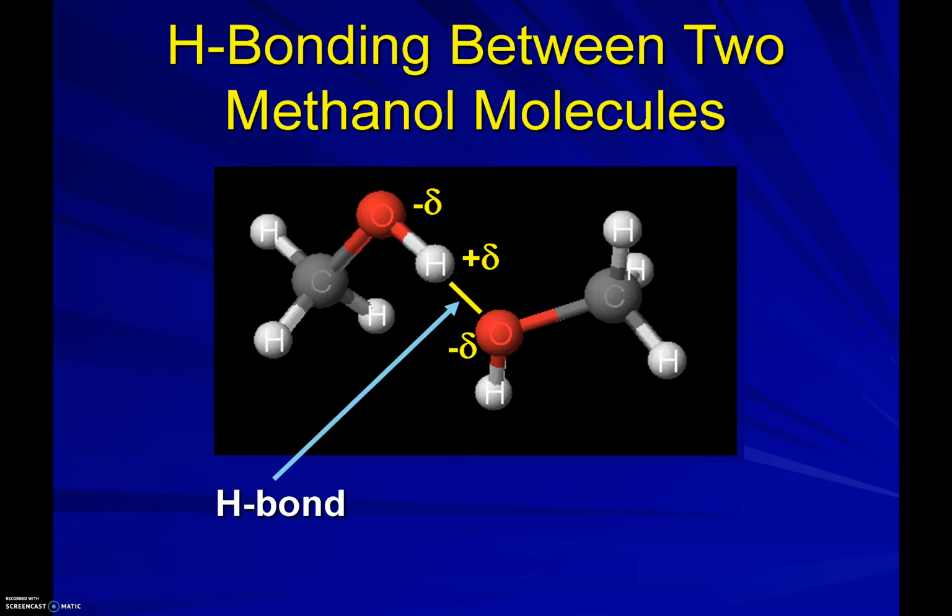We can see the same thing with methanol to methanol. So this is an example of it being the two same molecules. We again see that we have a dipole-dipole interaction, and we can see here's our X chemically bonded to our H, here's our Y with its lone pair, and there's our hydrogen bonding.